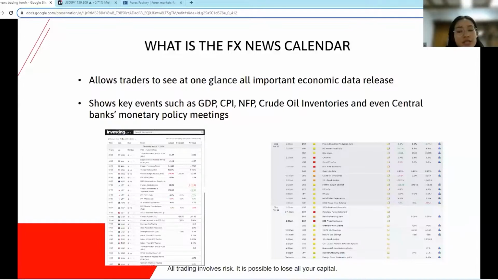So we want to keep track of the leading economic index or range of composite indexes, such as the coincident index of major economies. Then we use the information that we have at hand to help us to gauge the economic sentiment and volatility levels of the instruments that we are trading. Okay, so you can see here, these events, all of the major events include GDP, CPI, NFP, crude oil inventories, and central banks' monetary policy meetings as well.